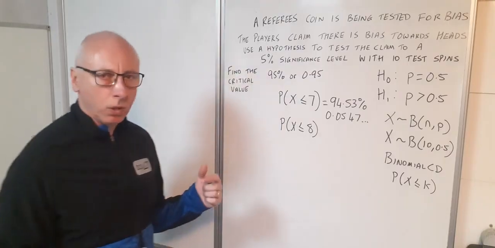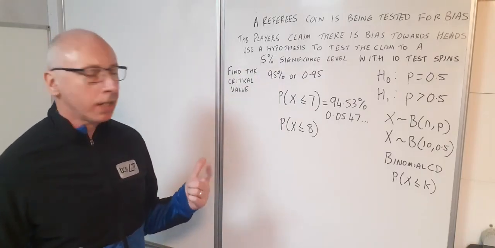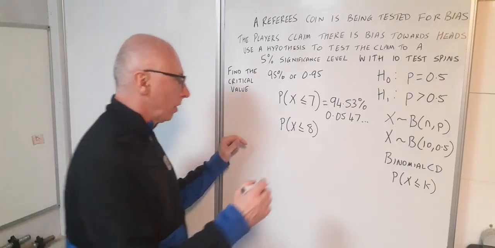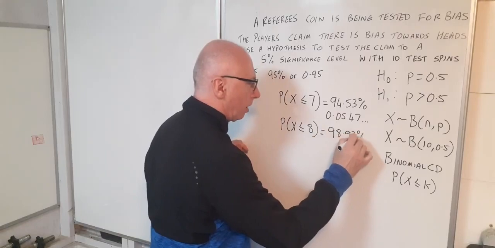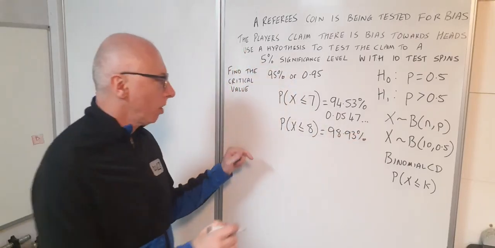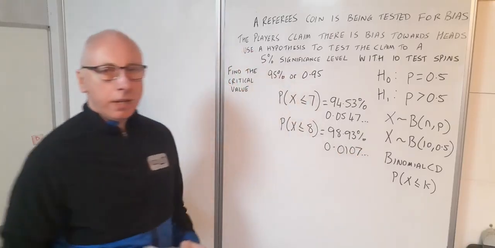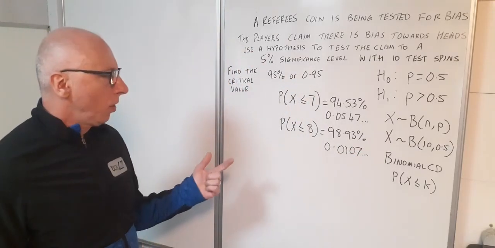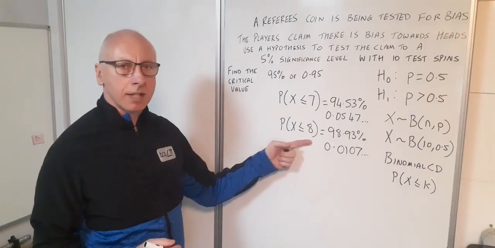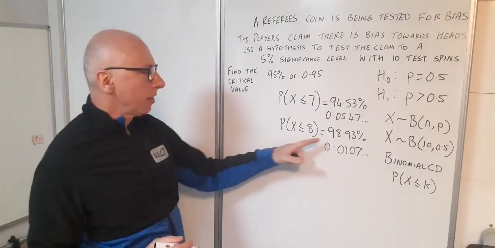So that's going to be all of the chances of getting heads from 0 up to 8 inclusive. So put that in our calculator, and we'll get 98.93%, which is approximately 0.0107. Now that falls into our critical region. So therefore, the probability X is less than or equal to 8. That's all the values added up together to get this.